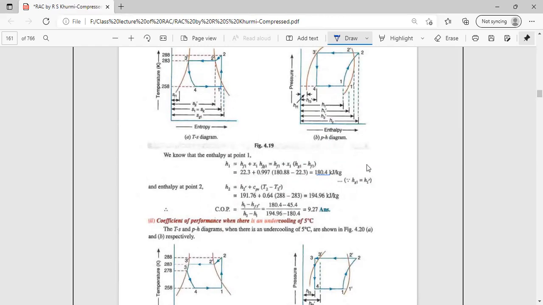We have got H1 here, and H2, the enthalpy at the point 2 in the superheated stage, is equal to H2 dash plus Cpv, the specific heat of the vapor refrigerant, times T2 minus T2 dash. T2 dash is the temperature of the dry saturated vapor. So we put 191.76 plus 0.64 times 288 minus 283. That is 194.96 kilojoule per kg itself.